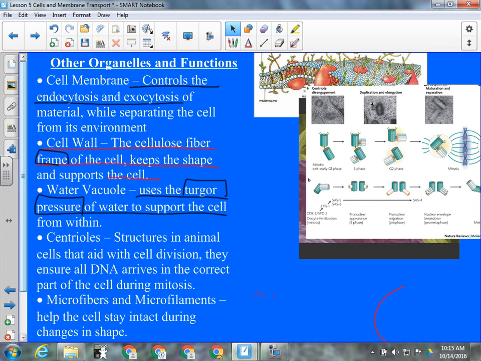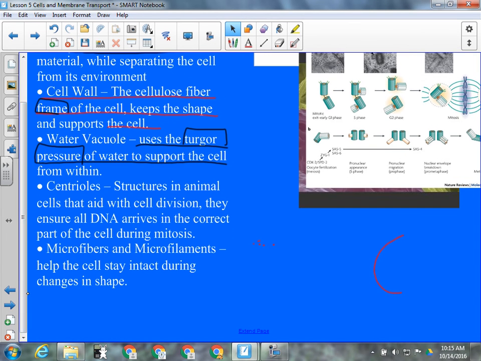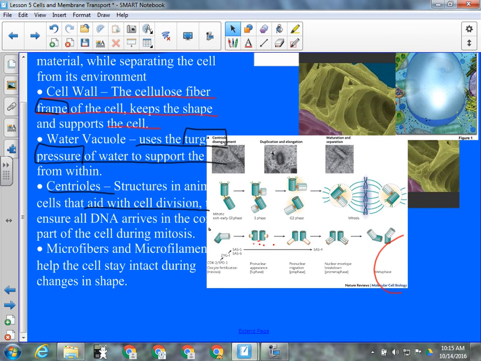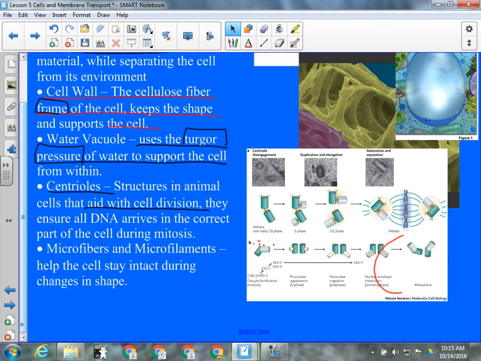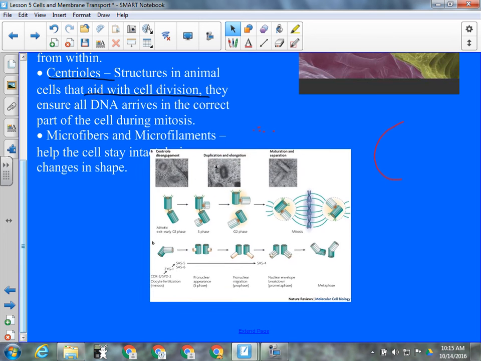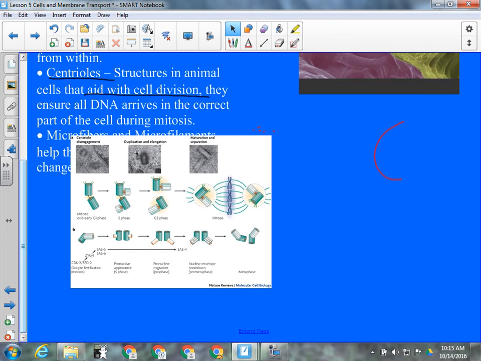All right, and lastly, centrioles. Centrioles aid with cell division. That's their job. I drew a picture of it yesterday, but my artistic ability is not very good. Let me blow this up a little bit so we can see it better.